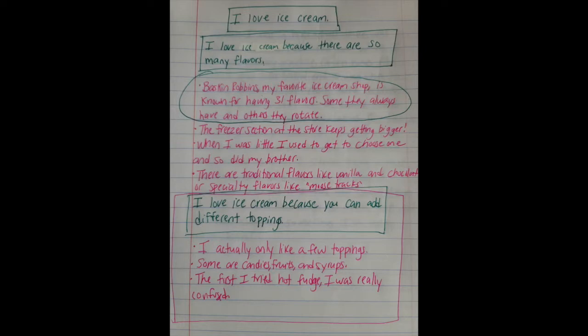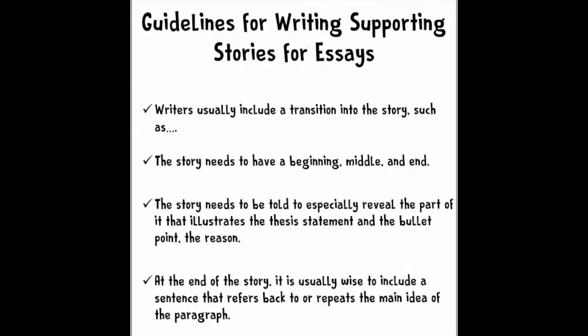All right, so to start off, let's just take a look at these guidelines for writing supporting stories for essays. Writers usually include a transition into the story. The story needs to have a beginning, middle, and end. The story needs to be told to especially reveal the part of it that illustrates the thesis statement and the bullet point, the reason. At the end of this story, it's usually wise to include a sentence that refers back to or repeats the main idea of the paragraph.